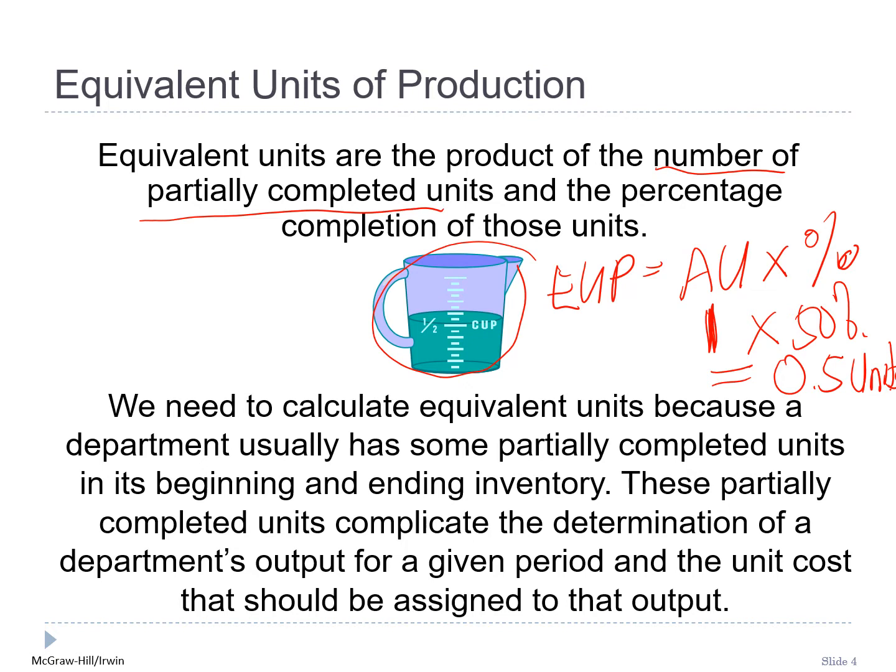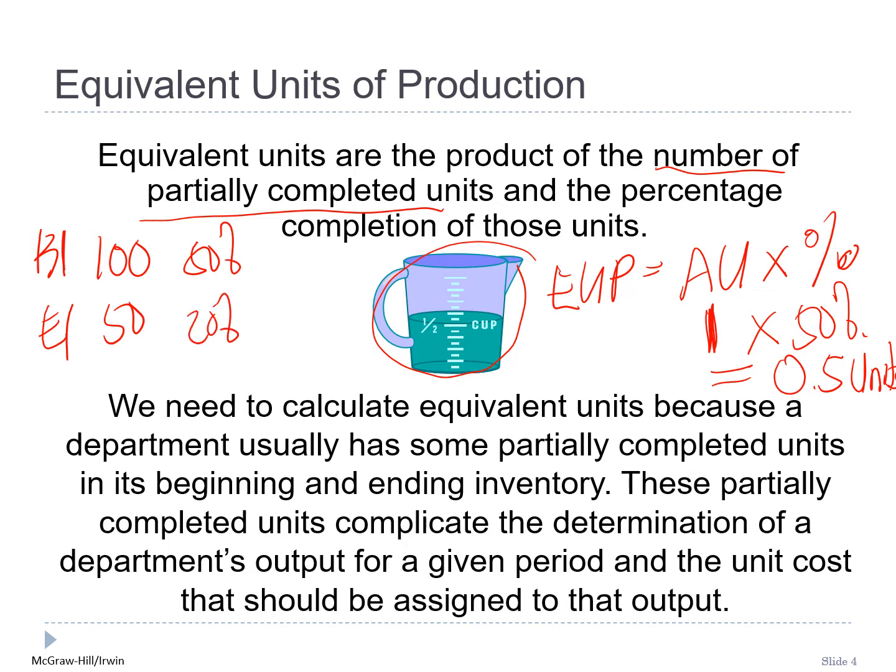These partially completed units complicate the determination of a department output for a given period and the unit cost that should be assigned to that output. So, medyo mahirap nga naman. Halimbawa, yung beginning inventory mo, for example, ang actual units is 100 units. Ang ending inventory mo is, halimbawa, 50 units lang. Ang percentage of completion mo ng beginning inventory is 50%. Ang ending inventory mo, 20%.